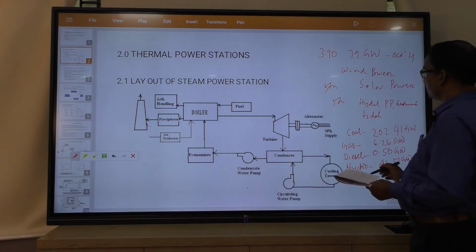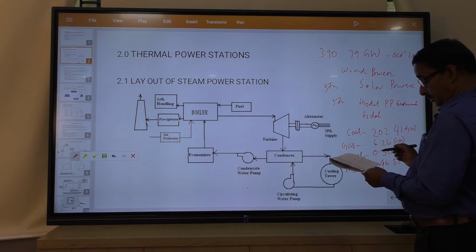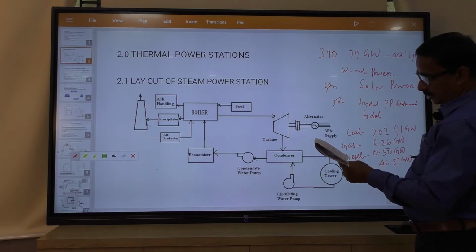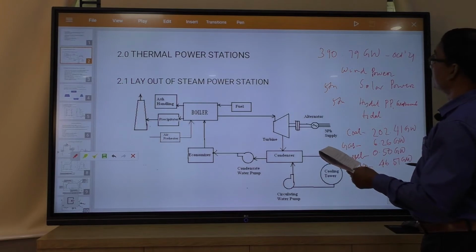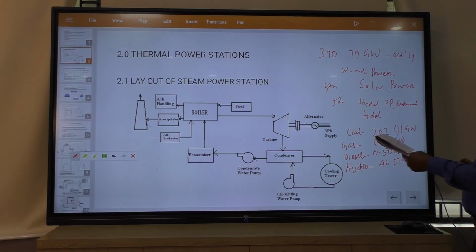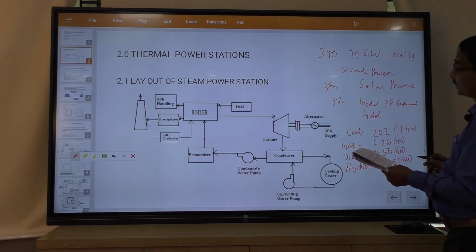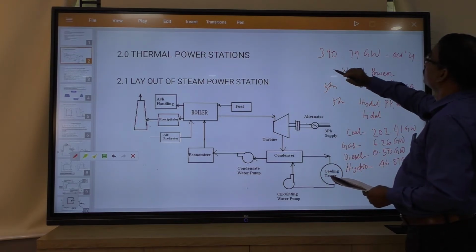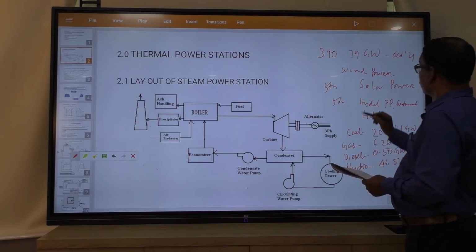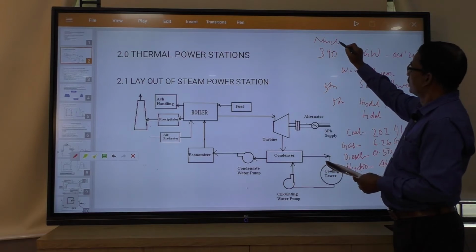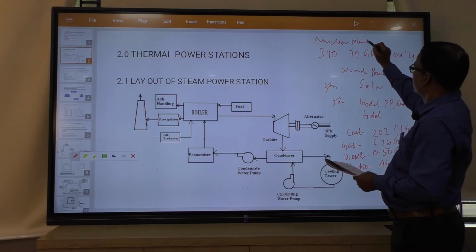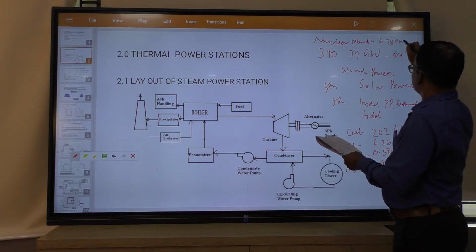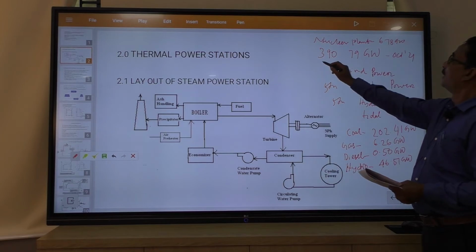And the most important source of heat is nuclear, or nowadays nuclear fission, where there is no pollution, but you will get pollution in a coal based power plant, the ash of the coal, and how it is polluting the environment. But in a nuclear power plant, there is no pollution. The nuclear power plants in India have a share in the production of electricity of 6.78 gigawatt.